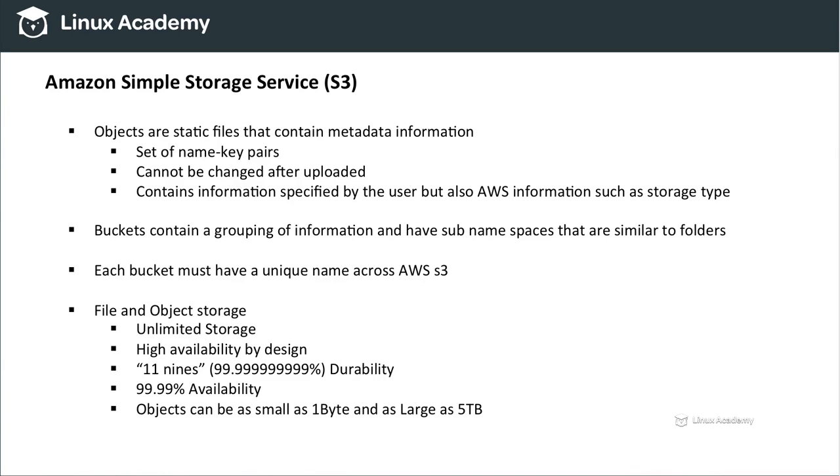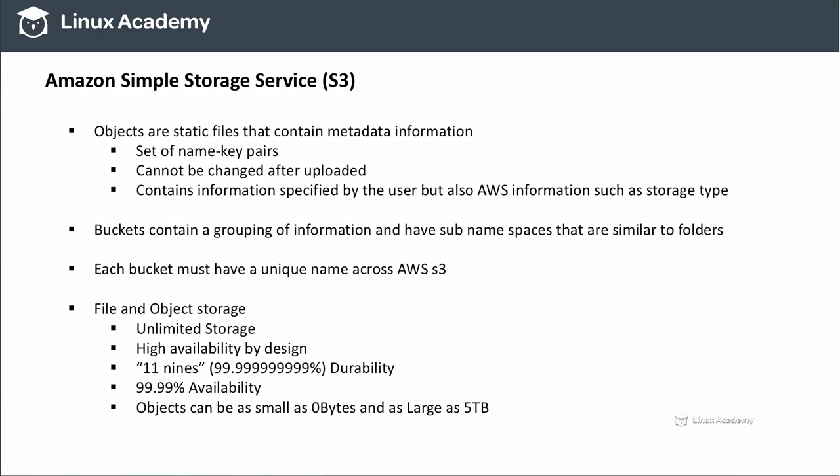Now, objects stored inside of an S3 bucket are just static files, for example, a PDF or an image, that contain metadata information. Metadata is just a set of name-key pairs. It can be user-defined metadata, or it can also be defined by Amazon themselves. It can store information such as the type of storage the object is supposed to be using, either Glacier or RRS.